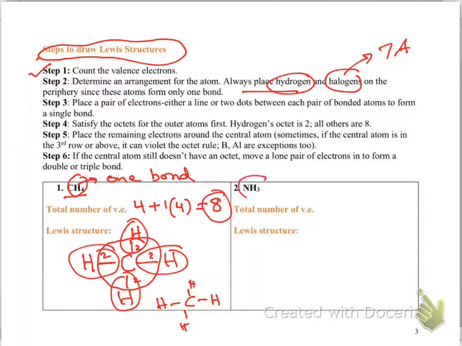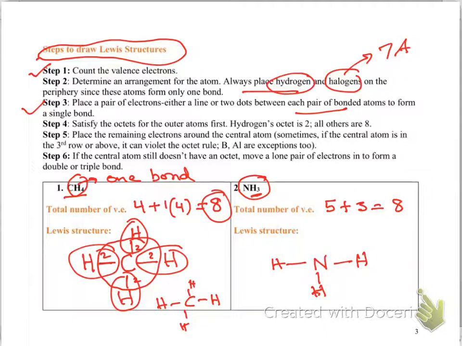Let's take another example. Ammonia, NH3. Nitrogen has 5 valence electrons. Hydrogen has 1, 1 times 3 is 3, total 8. Now hydrogen cannot be in the middle, so nitrogen is here, and then you put 3 hydrogens around, and then you connect the elements with a single bond. That's your step number 3. So here, here and here.